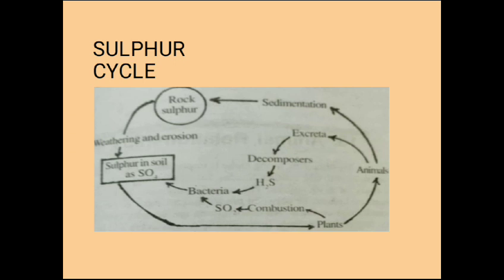And the last one is the sulfur cycle. In this, instead of phosphate rock, sulfur rocks take part. Same things repeated: weathering and erosion. Due to that, sulfur is present in the soil, plants take that and again it gets decomposed and the cycle is repeated.